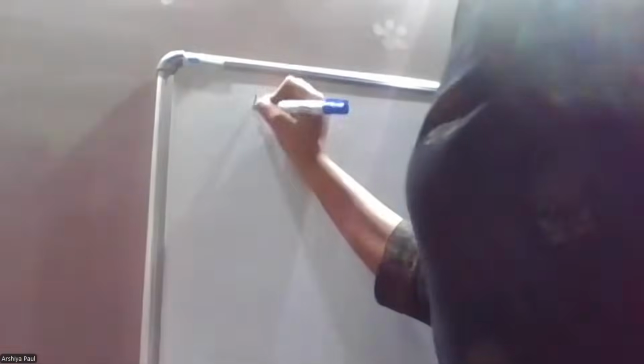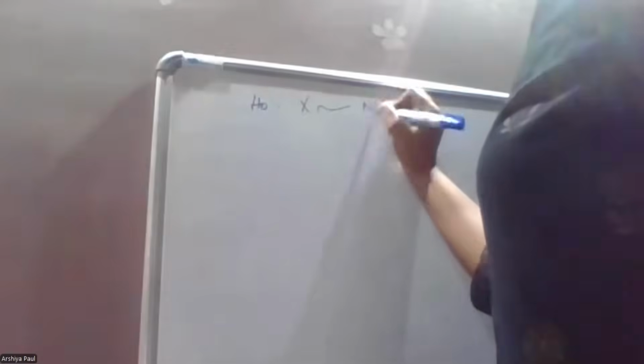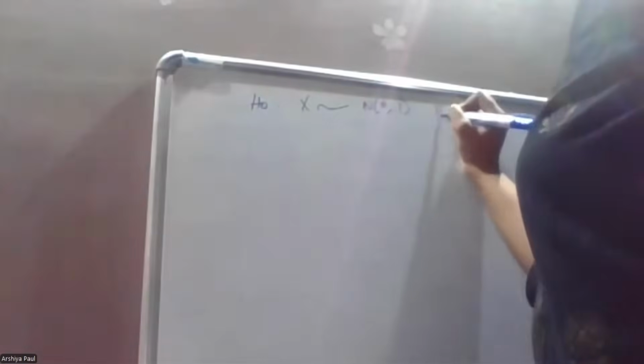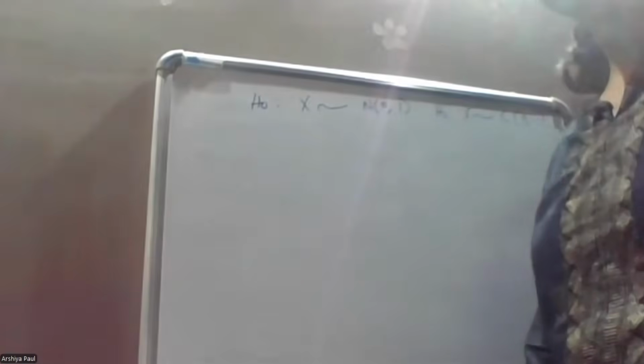So we want to test that, let's say H naught: X comes from a normal distribution versus H1: X comes from a Cauchy 0, 1 distribution. So let's say I want to test this. I could use the most powerful level alpha test to test this. No, any non-parametric test.